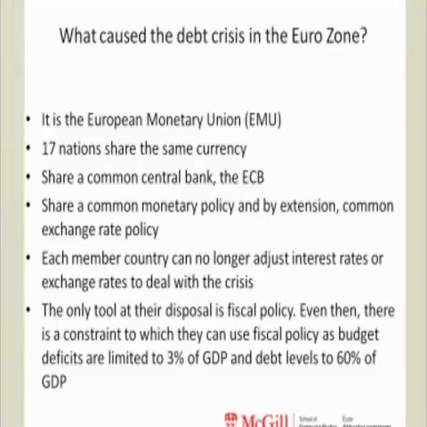But even then, there is a limit to how much they can use fiscal policies, because based on the Maastricht Agreement and the Growth and Stability Pact that the European governments have agreed to, they're not allowed to maintain budget deficits above 3% of GDP, and they're not allowed to keep their debt levels above 60% of GDP.